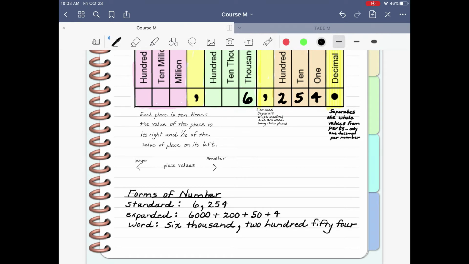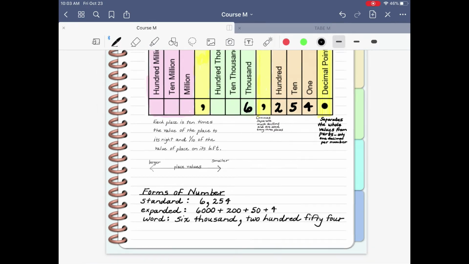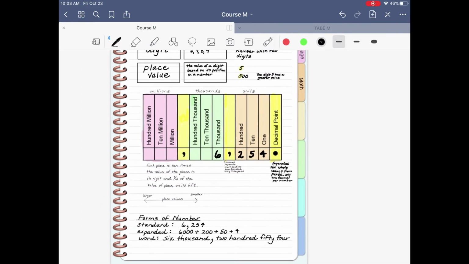The other form that I'm not going to go into today is called scientific form. And you'll get that a little later on. But for today, let's just stick with our basic stuff on place value.